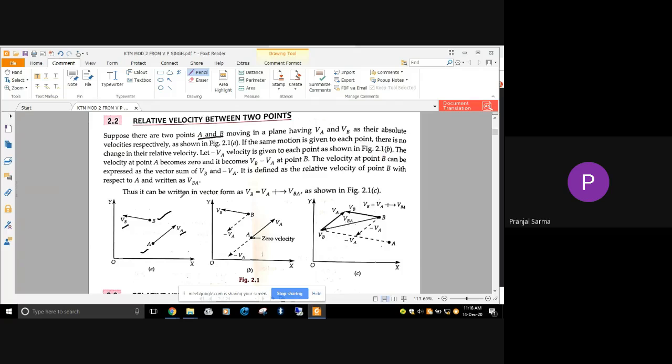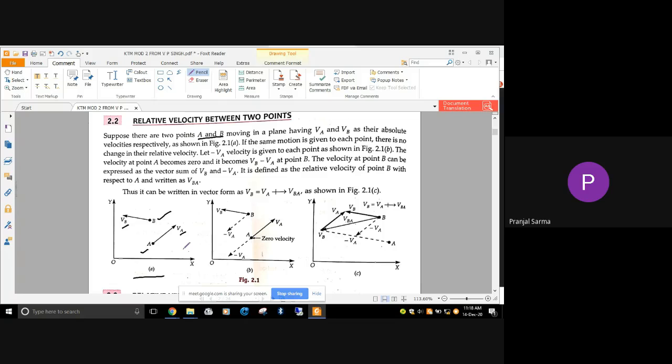Now, as we have shown in this diagram, there are points A and B, with this VA and this VB, the absolute velocities they have. If the same amount of motion is given to both the points, then there is no change in their relative velocity. In that case both of them will have a similar kind of motion, so relatively it will be as if they are not having any motion.